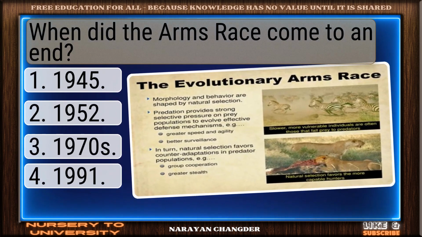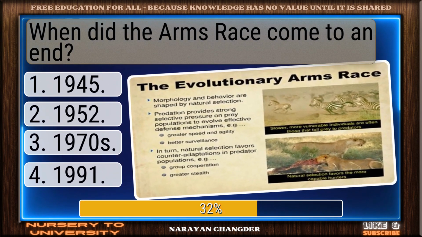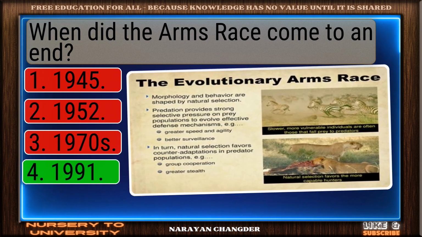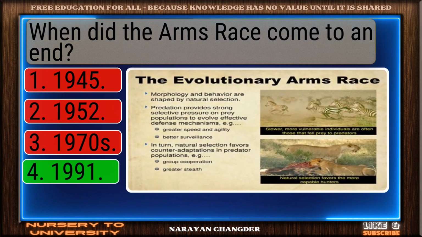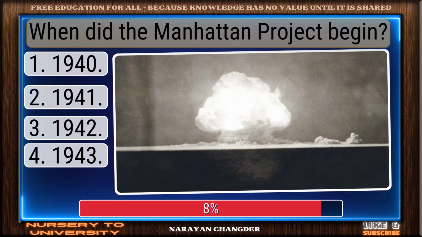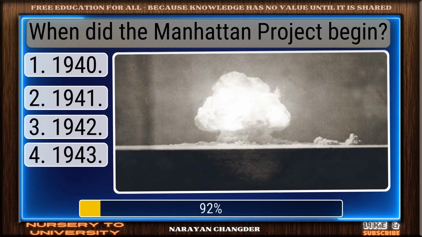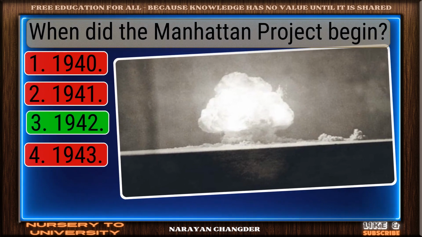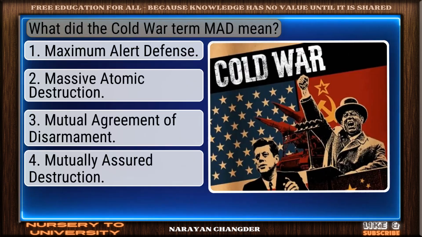When did the arms race come to an end? Well picked. 1991 is the correct answer. When did the Manhattan Project begin? Excellent. 1942 is a brilliant choice.